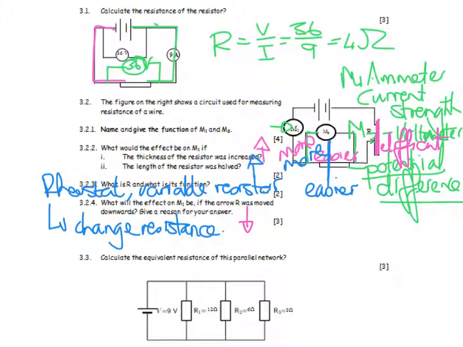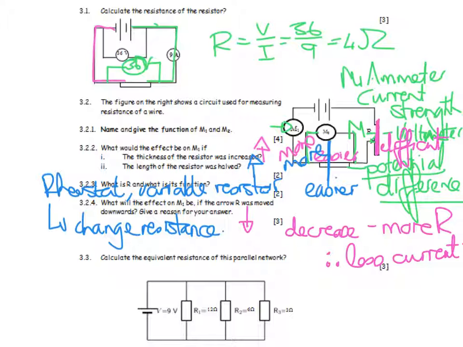So let's write that out. So it decreases. And there is more resistance. Therefore, less current. You had to have all of that for the 3 marks. Because it does say give a reason for your answer. You need to explain what happens to resistance and what happens to current.